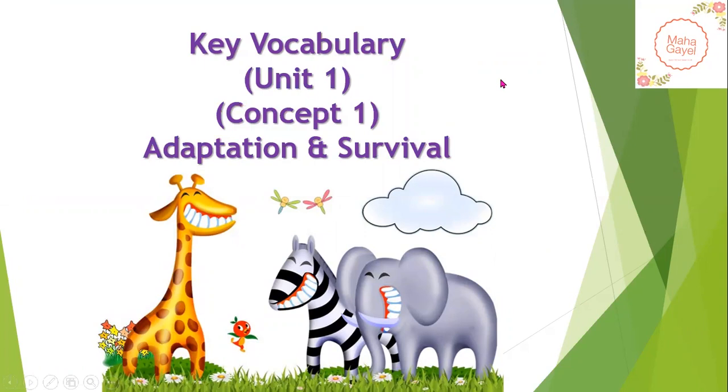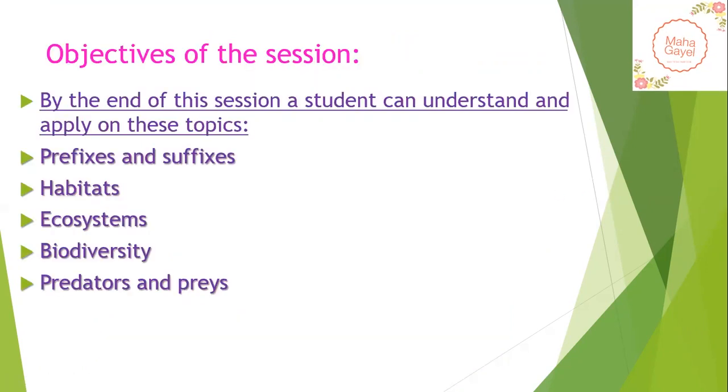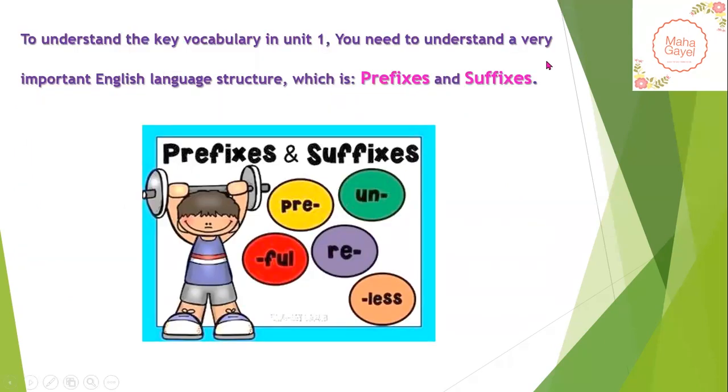This session will be about the key vocabulary in Unit 1, Concept 1, Adaptation and Survival. The objectives of this session, it means we must know what the goals of these sessions are. What are our targets from this session? By the end of this session, students can understand and apply these topics: prefixes and suffixes, habitats, ecosystems, biodiversity, predators, and prey. Now, let's start.